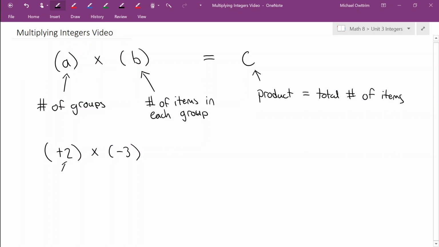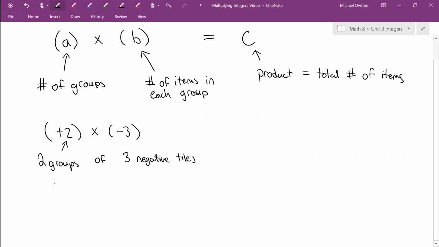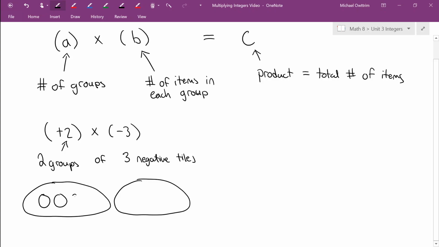That means we have two groups. Our multiply sign means of, as usual. And then our negative 3 is 3 negative tiles. So I'm going to start by drawing myself two groups, just nice big ovals. In each of those, I need to draw 3 negative tiles. So 1, 2, 3 negative tiles in the first group, 1, 2, 3 negative tiles in the second group.